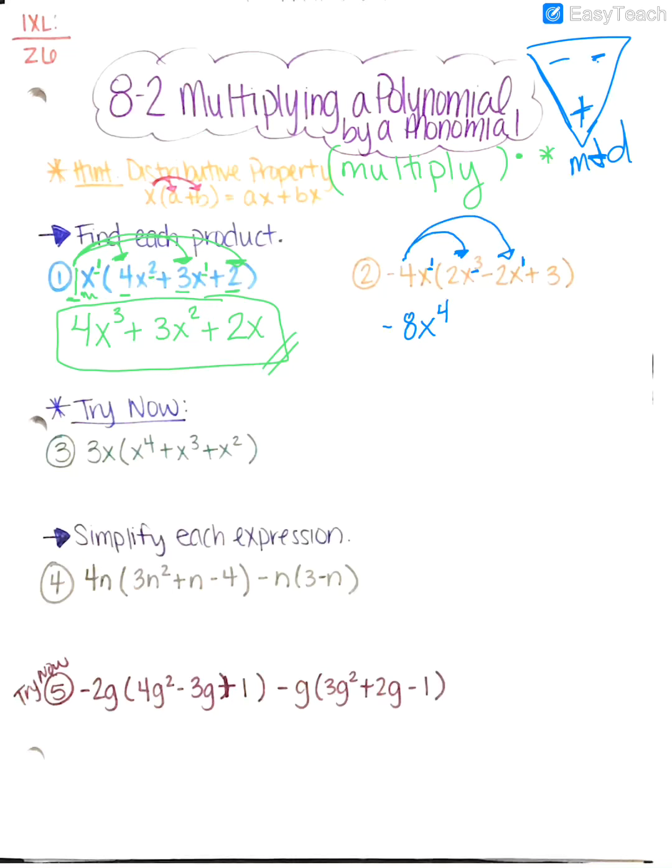Go to the next one. A negative and a negative give you a positive. Big number 4 times 2 gives you 8. Keep your base, your variable, and then add your exponents. 1 plus 1 gives you 2.